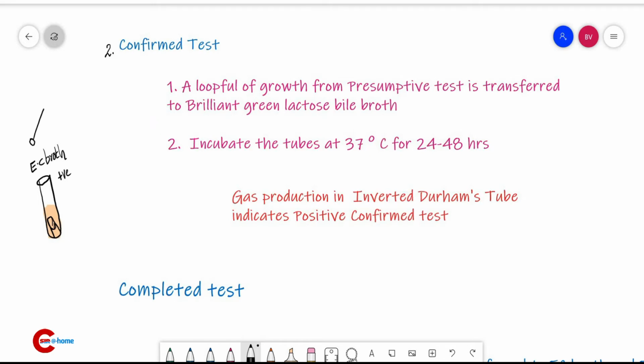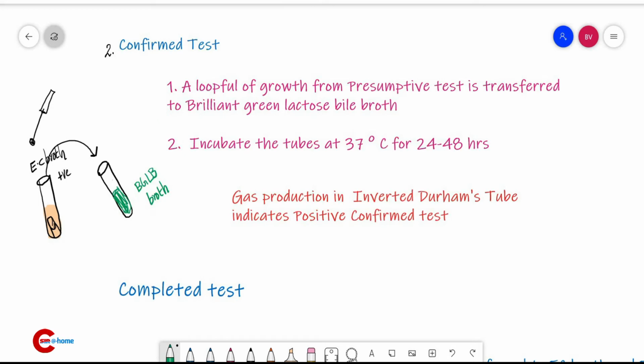We can transfer one loop full of growth. This is the inoculation loop. Okay, one loop full means here. One loop full of growth into brilliant green lactose bile broth. This is brilliant green lactose bile broth.